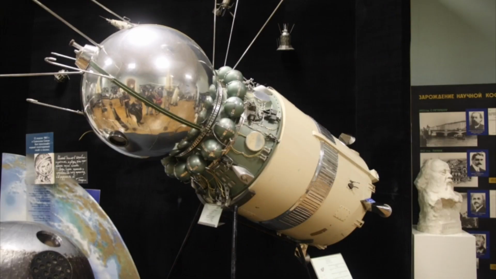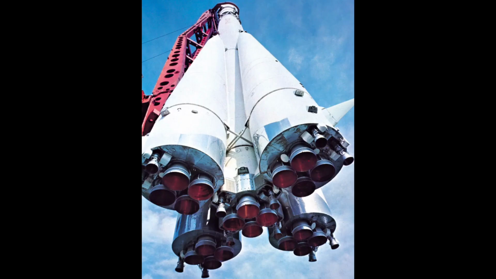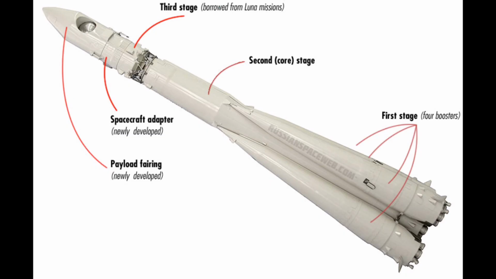The Vostok rocket was primarily designed to launch the Vostok spacecraft, which carried a single cosmonaut into orbit. The development of the Vostok rocket was led by Sergei Korolev, the chief designer of the Soviet space program. The Vostok rocket had a 2-stage design.